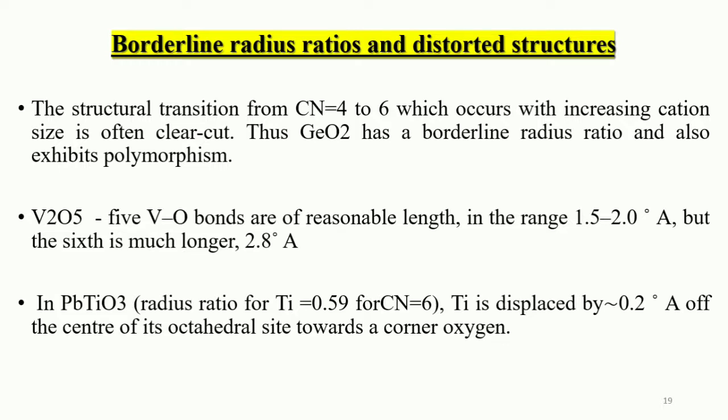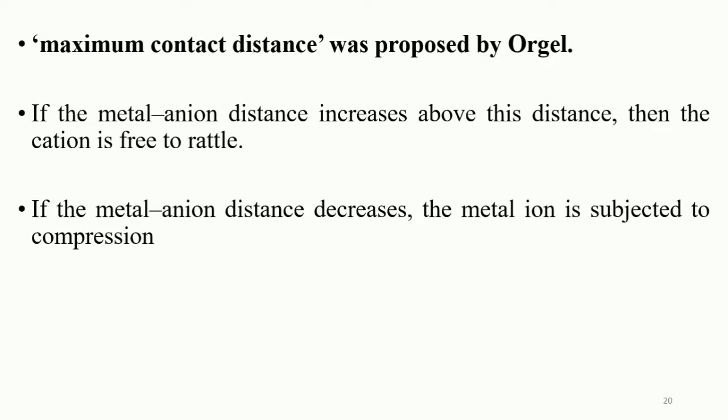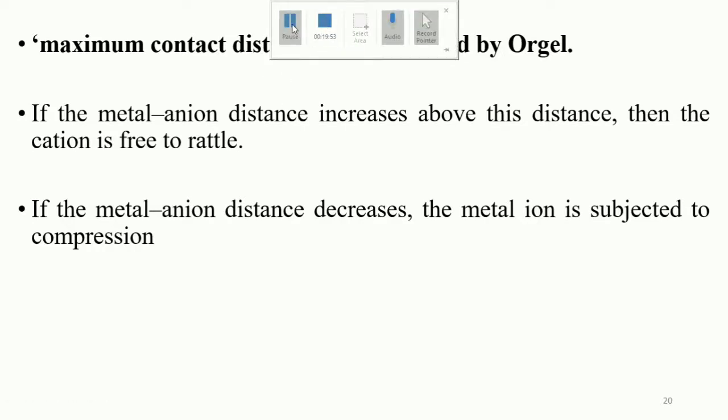So the concept of maximum contact distance was actually proposed by two scientists named Dentis and Orgel. If the metal anion distance increases above this distance, then the cation is free to rattle. If the metal anion distance decreases, the metal ion is subjected to a compression. However, the maximum contact distance does not correspond to the sum of ionic radii, as these are usually defined, and this is also a difficult concept to quantify.